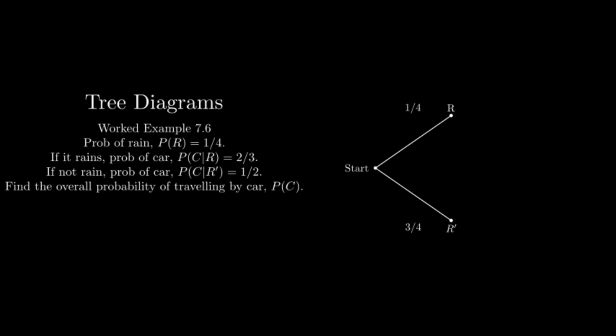Now, from the end of each of these branches, we draw the next set of branches for our second event, whether Anya travels by car or not. Let's use C for car and C prime for not car. First, let's look at the rain branch.